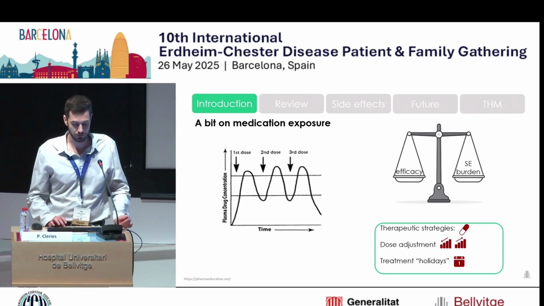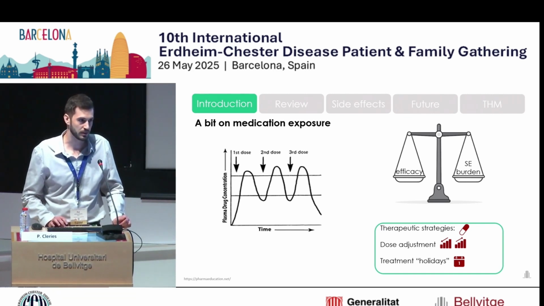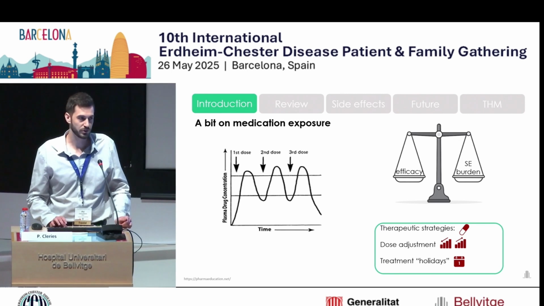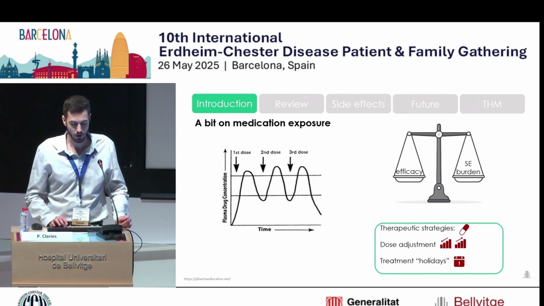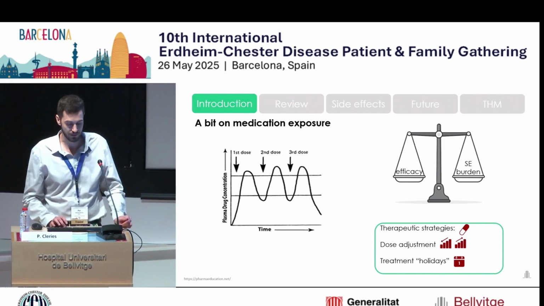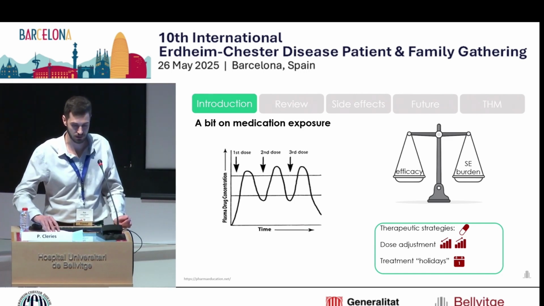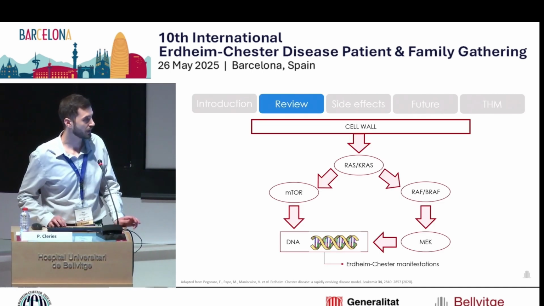What we aim to do is to find the right exposure for each patient, one that can assure a balance between treatment efficacy and side effect burden. And how do we do that? There are several ways. A couple of them are increasing or decreasing the dose we're taking of the medication, or perhaps giving a treatment holiday, which consists in not taking the medication for a short period of time.